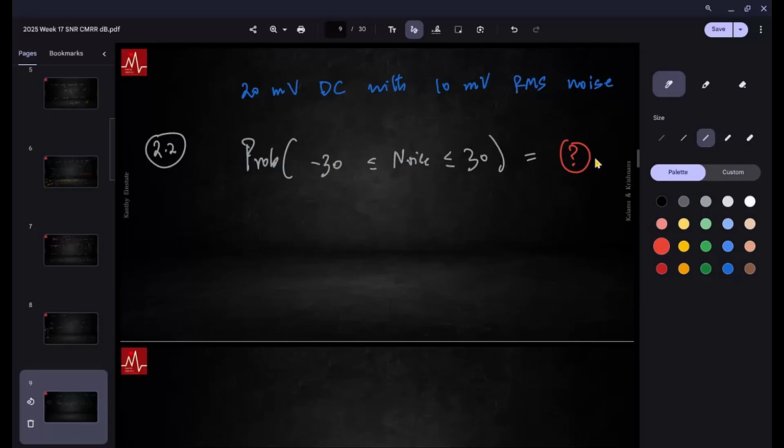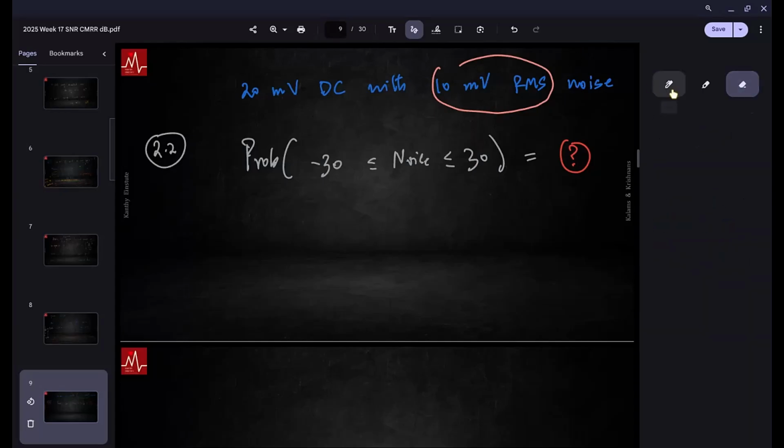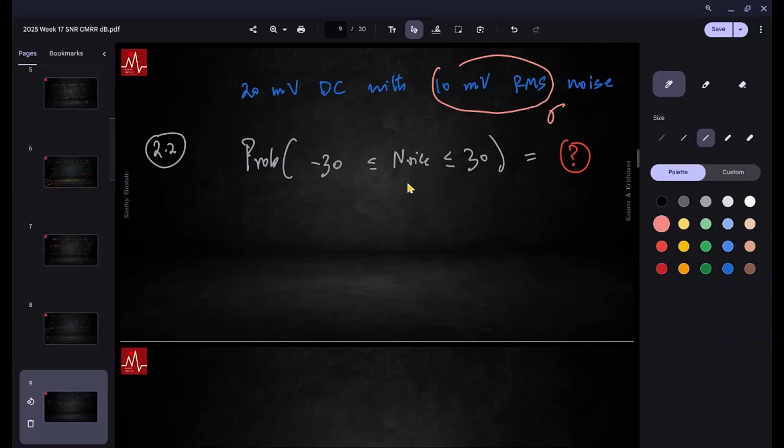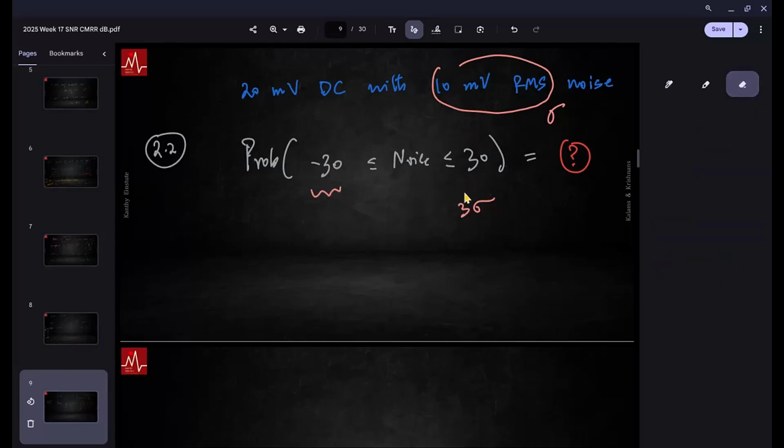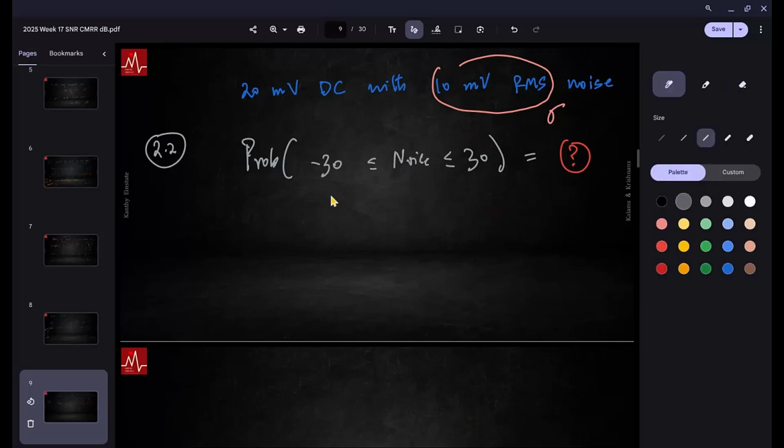Yeah, now all of you are saying it. That is very good. Correct. See, notice this 10 millivolt RMS is your sigma. Okay, what is given as 3 sigma? This is 3 sigma, and this is also 3 sigma. So it's plus or minus 3 sigma. Now all of you could say this is within plus or minus 3 sigma.